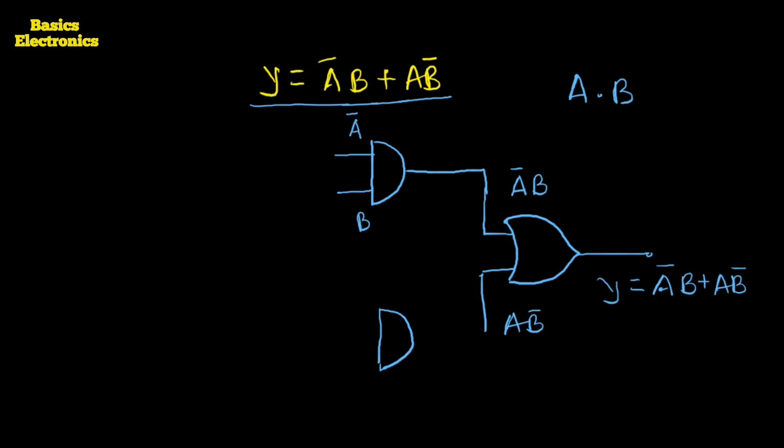That output is A B bar. This A B bar is obtained by using the AND gate. Again, this AND gate has two inputs. The first input is A and the second input is B bar. So where do we get the B bar and A bar from? We get the A bar and the B bar from the NOT gate.